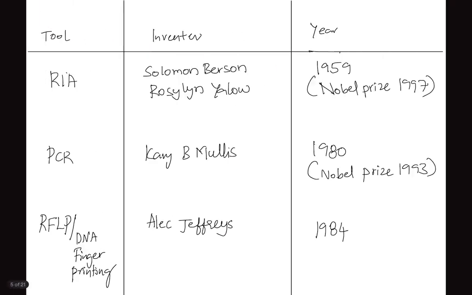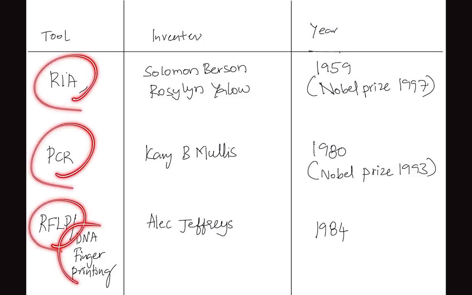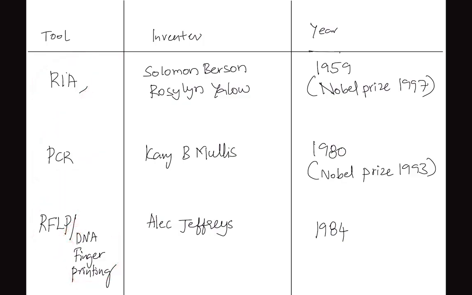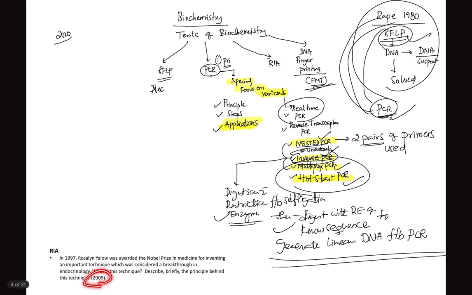Whatever it is, the first thing is to write an introduction to these questions, be it radioimmunoassay, PCR, RFLP, or DNA fingerprinting. If you want to write an introduction, you have to start with the inventor, and I could see most students are not giving a proper introduction to these questions. If they ask you what radioimmunoassay is, you have to say that it was invented by Solomon Berson and Rosalyn Yalow in 1959, and they were awarded the Nobel Prize in 1977. Please memorize it, because in 2019 they asked a question.